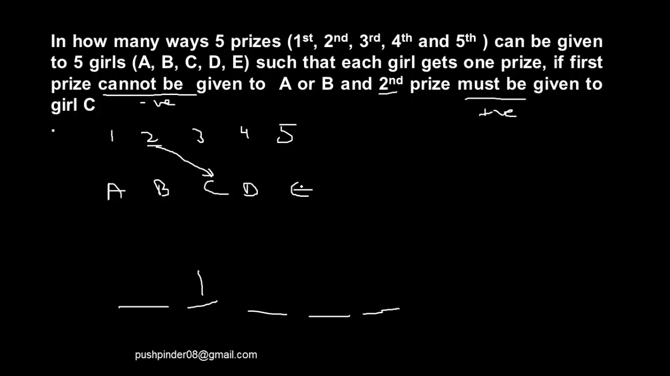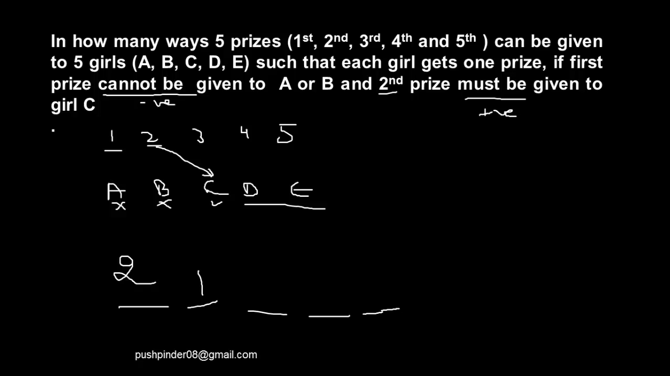Now let's satisfy the negative condition. Now first prize cannot be given to girl A or B. Now how many ways are there to give the first prize? First prize should not be given to girl A, it should not be given to girl B, and the second prize has been given to girl C. So that means for the first prize there are only 2 options left. So I hope everyone is understanding. We cannot give first prize to A or B.